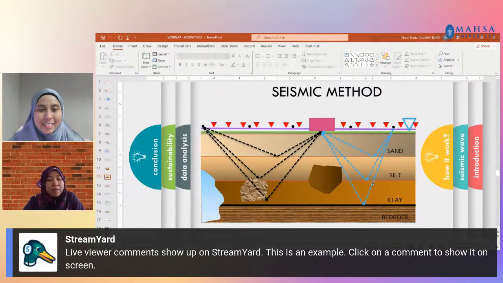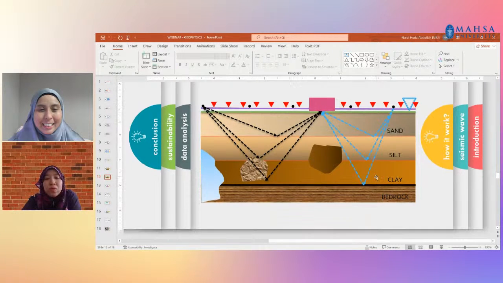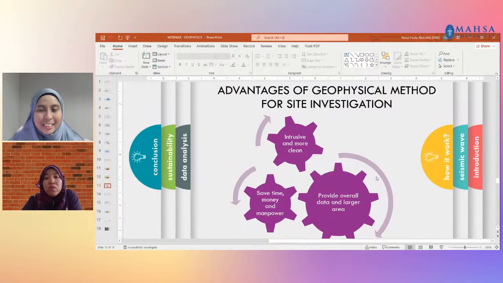And next, moving on to the advantages of the geophysical method for site investigation. As you know, site investigation is an important thing before we start to construct any project. The first one is that it is non-intrusive and cleaner. The second one is, of course, that it saves time, money and manpower, and it also provides overall data over a larger area, which means a wider spacing interval compared to the traditional or conventional method.